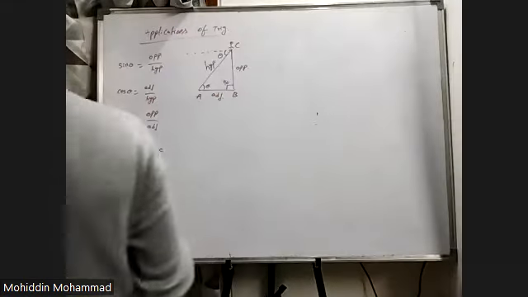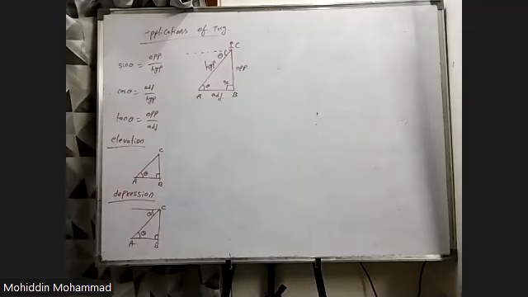The minimum formulas: sine theta, cos theta, tan theta. Okay, this you must know. Elevation means, as I explained, looking upward, from down to up. This angle is called theta. It is how much you elevate your head.